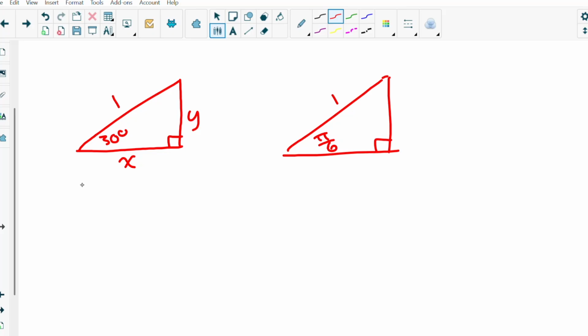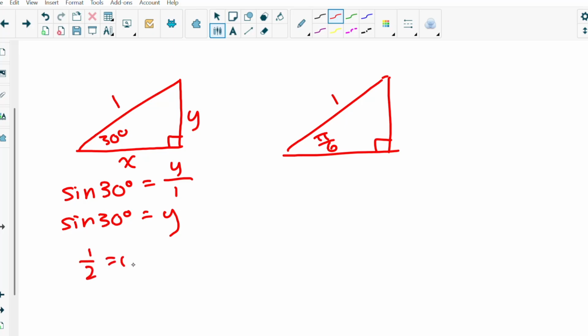How do I get the y value? That's the sine of 30 degrees equals opposite over hypotenuse. So the sine of 30 degrees equals y. Make sure you're in degree mode. If you type in sine of 30, we want exact values, folks. So make sure you're in degree mode, and then you go sine of 30, y equals 1/2.